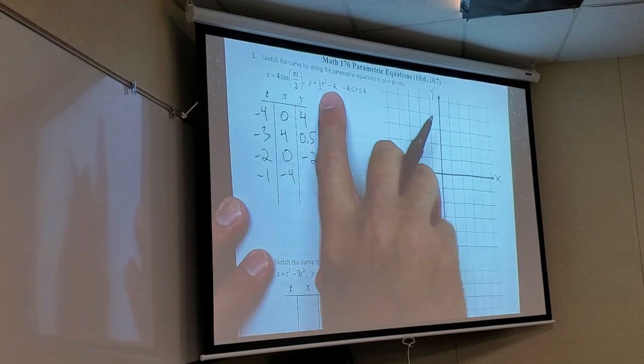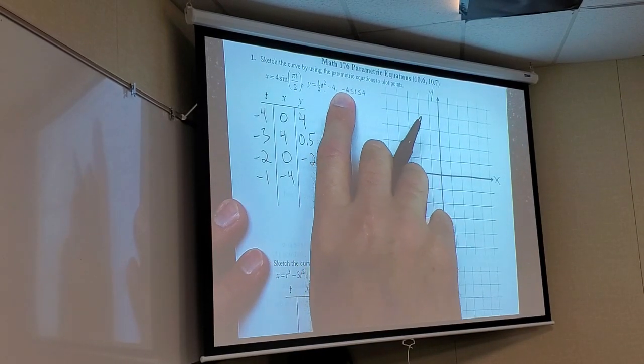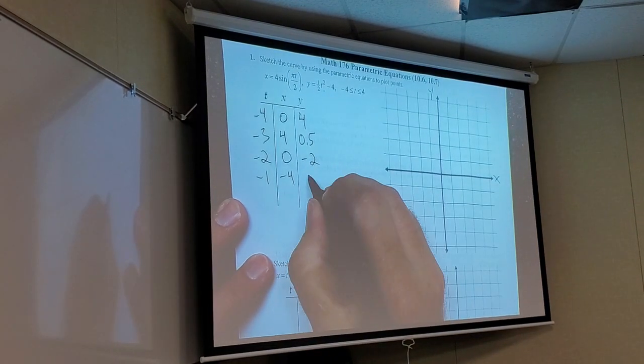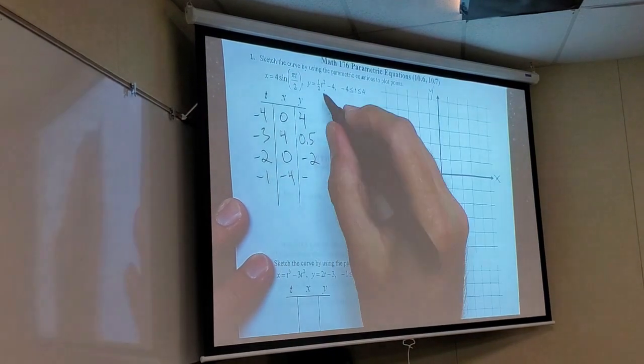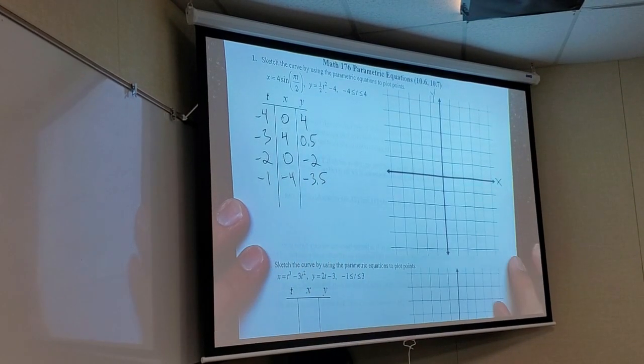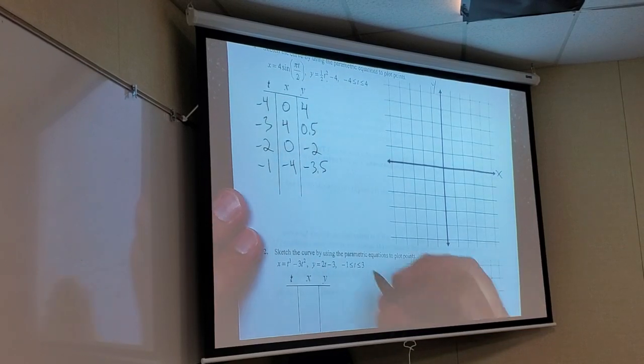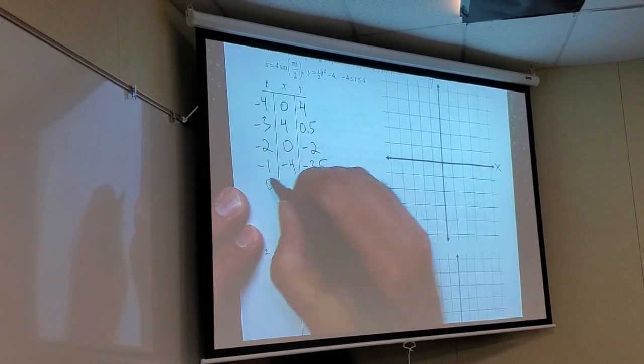Plug a negative 1 here. Negative 1 squared is 1. Half 1, then 1 half. Minus 1, 7 half. It's negative. Sorry, negative 3.5. Right. That's the auctioneering approach to math.